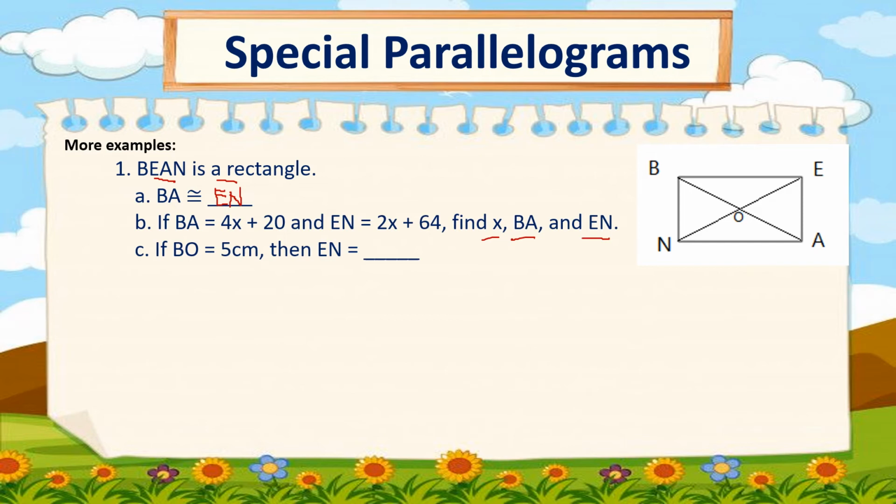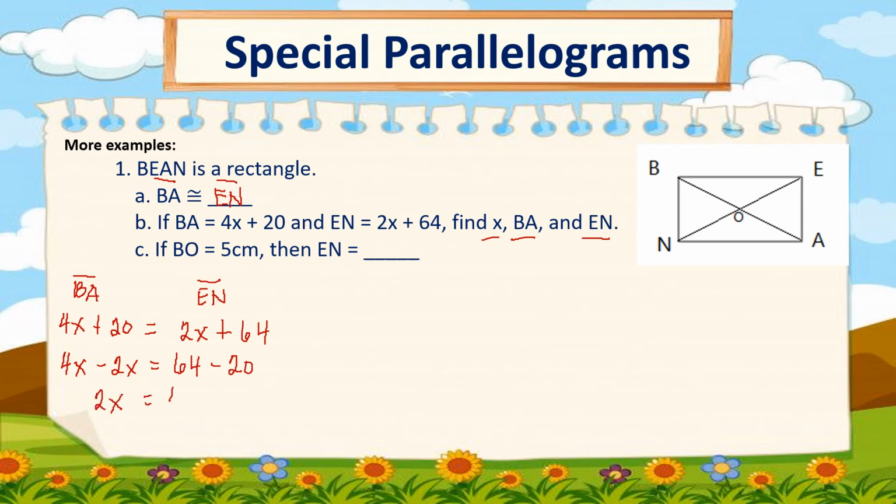Again, we will apply our learning that the diagonals of a rectangle are congruent. So if BA is 4x plus 20, we can equate it to EN, which is 2x plus 64, in order for us to solve for x. So we have 4x minus 2x is equal to 64 minus 20. 2x is equal to 44. Divide both sides by 2. Therefore, x is equal to 22.